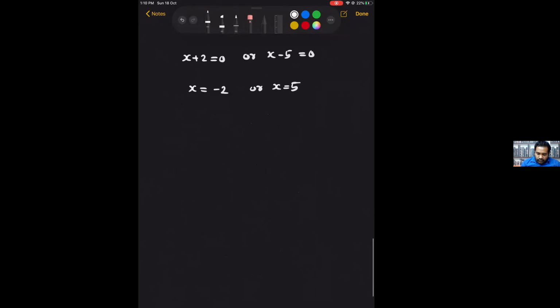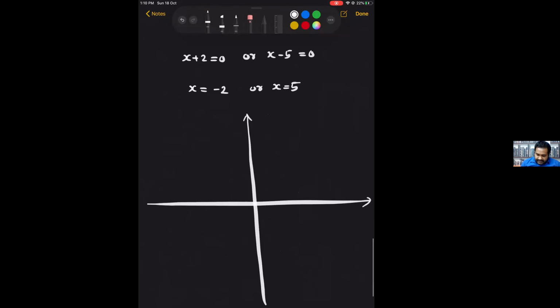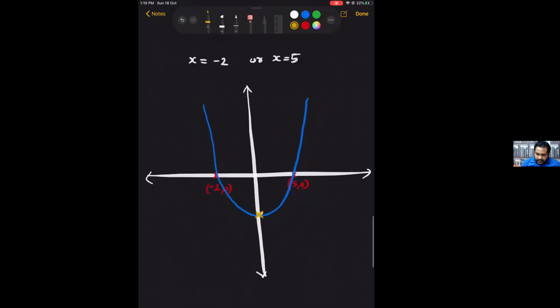So the graph must be somewhat like this, right? So it is intersecting at minus 2, 0, and it is intersecting at 5, 0. And the shape must be an upward parabola. Then we need to find this coordinate. Which coordinate? The y-intercept part. So how to get this y-intercept?